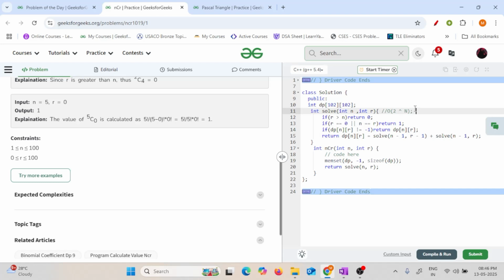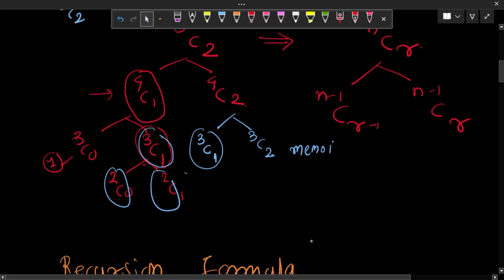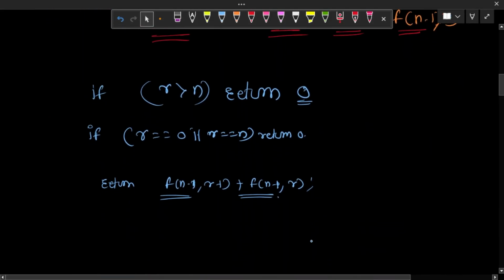Why am I saying n squared? Because I'm generating a 2D DP. My two variables are changing. Now can we optimize it further? Can you optimize it from n squared to n or something like that easily?